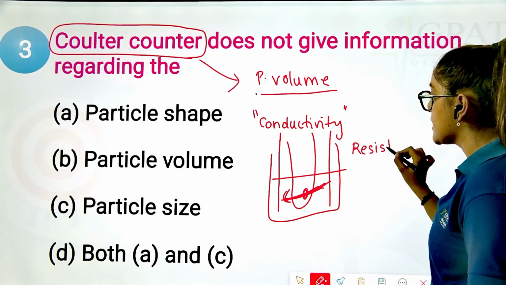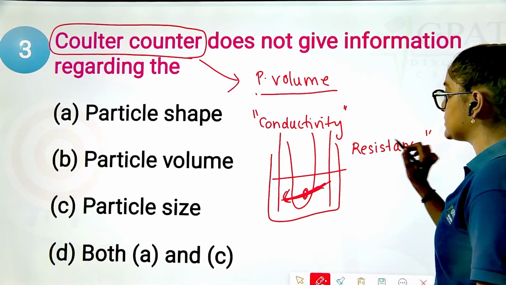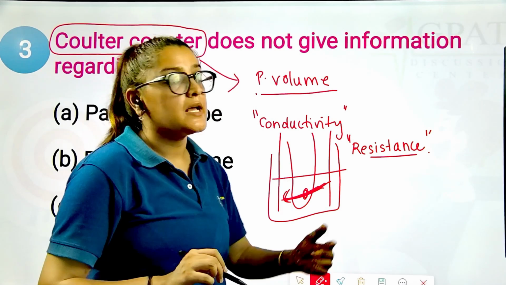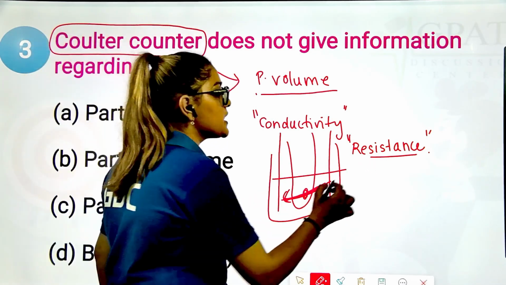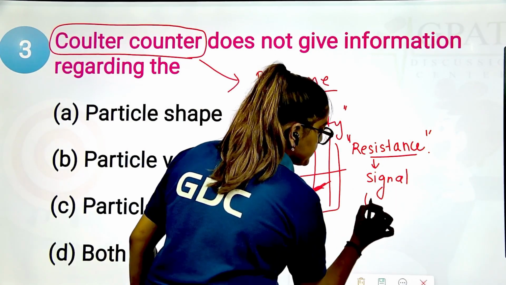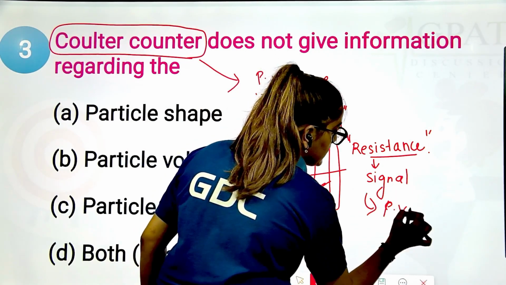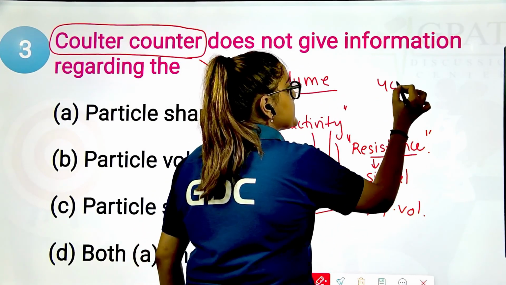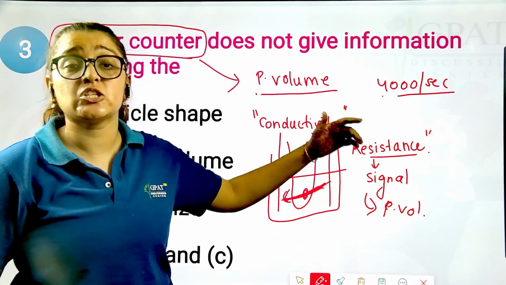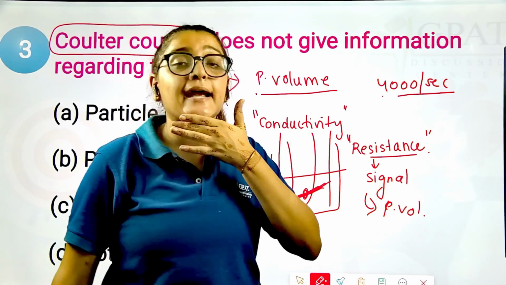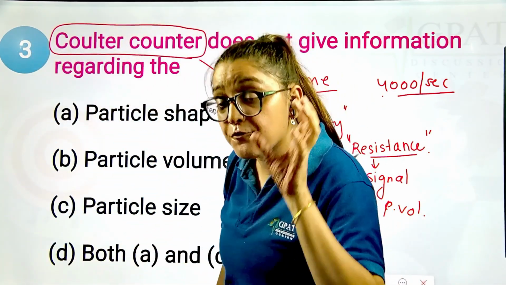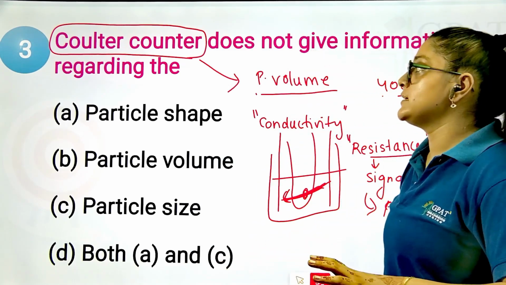Mark my words, these things are really important. As soon as the particle passes through the orifice, there will be a change in the resistance. This change in resistance is noted down as a signal and you get the particle volume. It can actually measure up to 4000 particles per second. Such rapid determination, right? Among all methods, this is for the particle volume measurement. Up to 4000 particles can be determined per second.